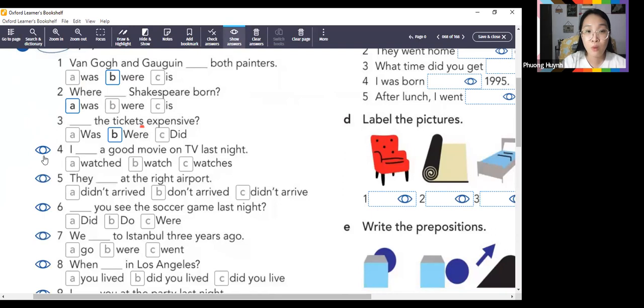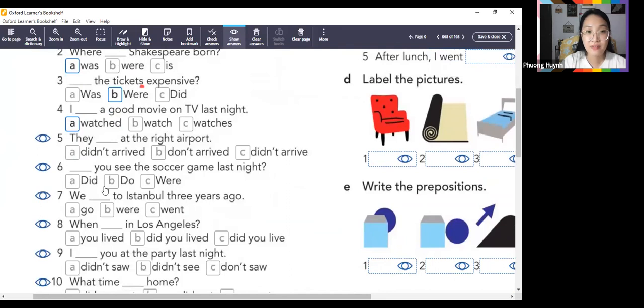Rồi câu số 4 nha bạn. A good movie on TV last night. For A, yes. Okay, everybody choose A. Đúng rồi. Last night này, từ khóa có last night mình chọn động từ chia thêm ed ha. Đúng rồi, for A. Thank you. Đạt and Yên.